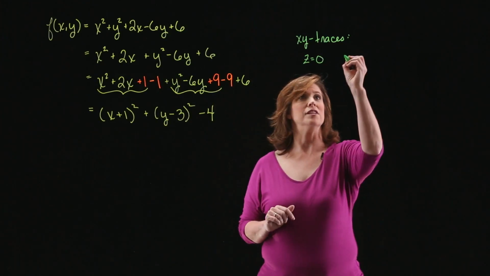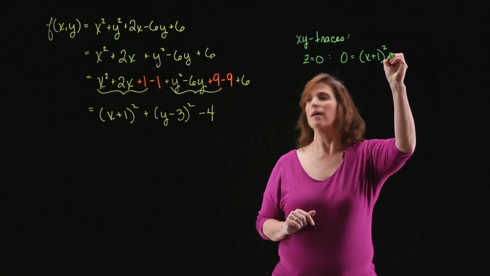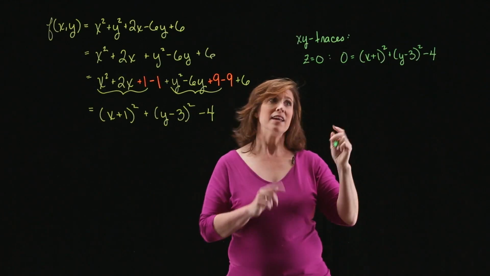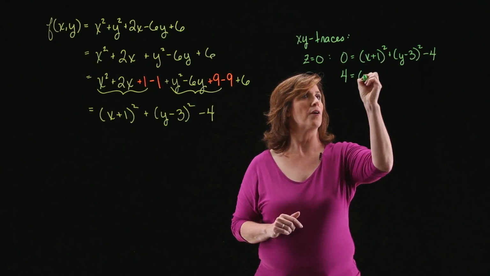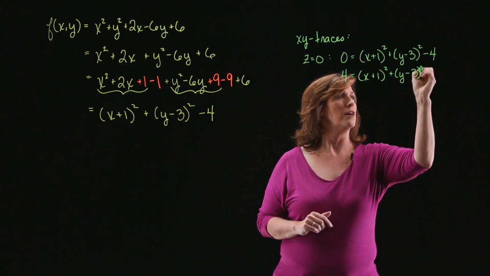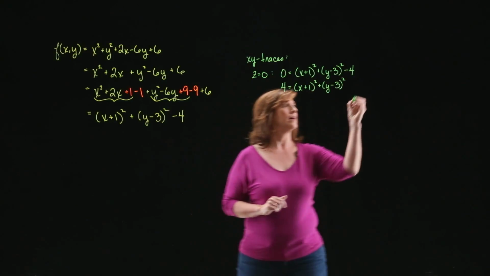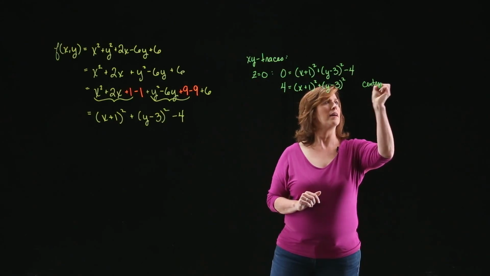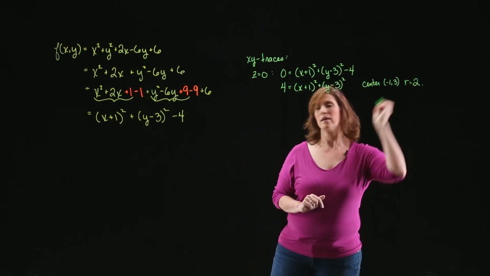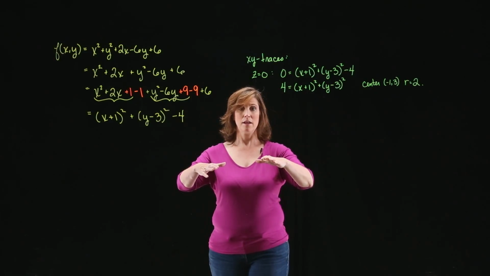If z equals 0, my equation is going to be 0 equals the quantity x plus 1 squared plus the quantity y minus 3 squared minus 4. Adding 4 to both sides, I get 4 equals the quantity x plus 1 squared plus the quantity y minus 3 squared. And hopefully you recognize that this is a circle centered at negative 1, 3, with a radius of 2. So in my xy plane, I have a circle of radius 2.